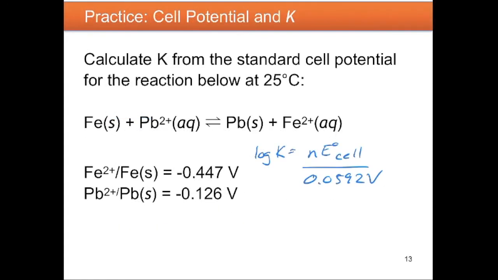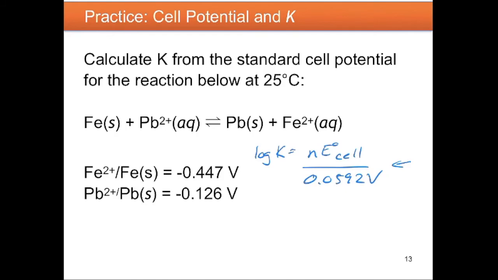So let's just do a quick example. If we want to calculate the equilibrium constant from a standard cell potential for this particular reaction, and again, I've given you the standard reduction potentials of the iron and the lead half reactions. So we know we're going to use this equation here, and we're going to try and figure out what K is. So what do we need?